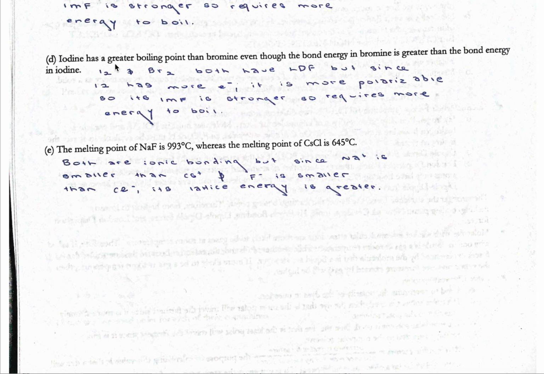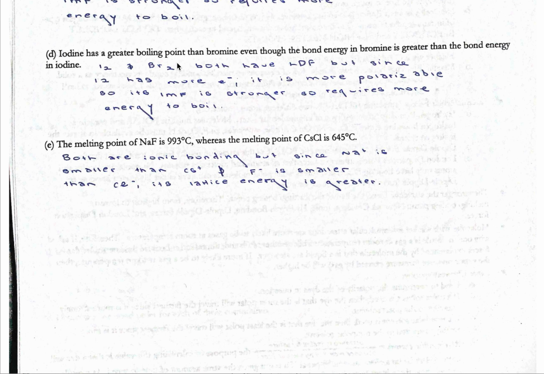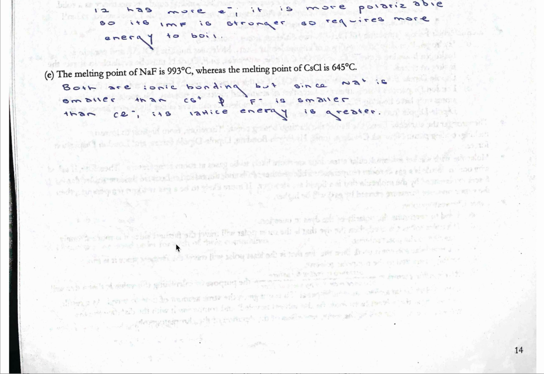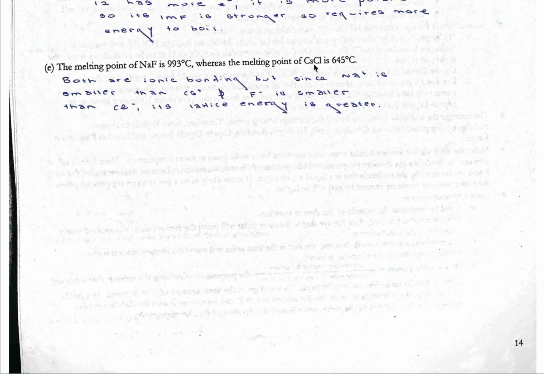Iodine versus bromine. Iodine has more electrons than bromine does, and therefore it's going to have a greater boiling point because remember, in order to boil, you just have to break the London dispersion forces. And since iodine's London dispersion forces are stronger because it's more polarizable, it's going to require a higher boiling point.